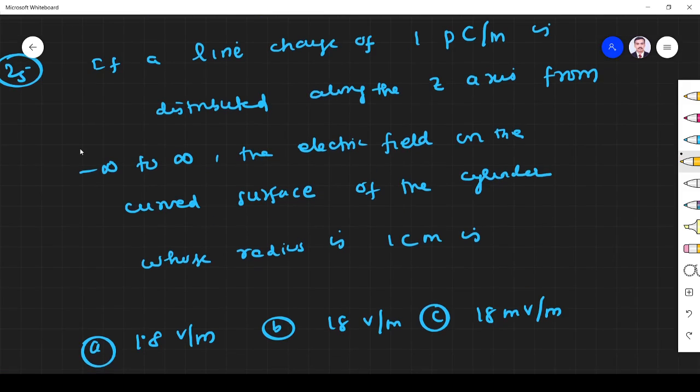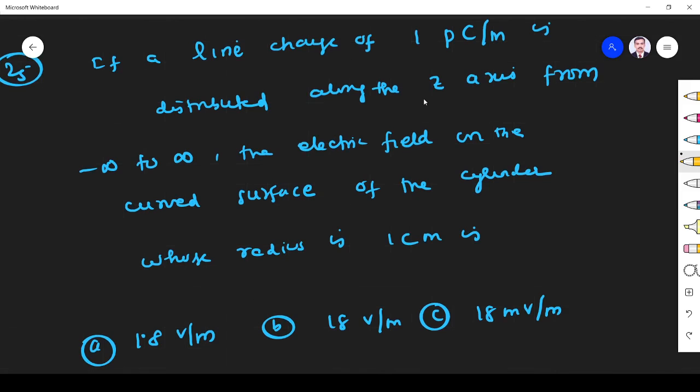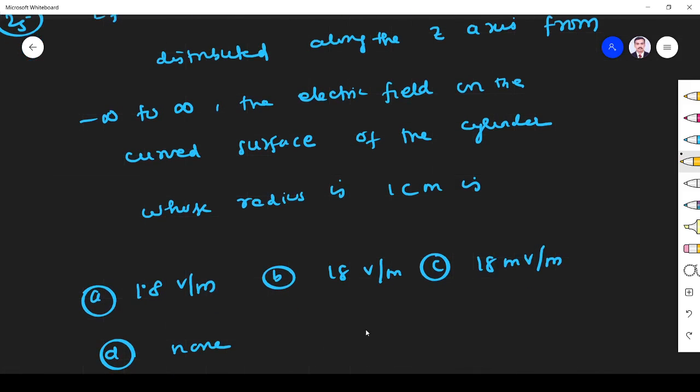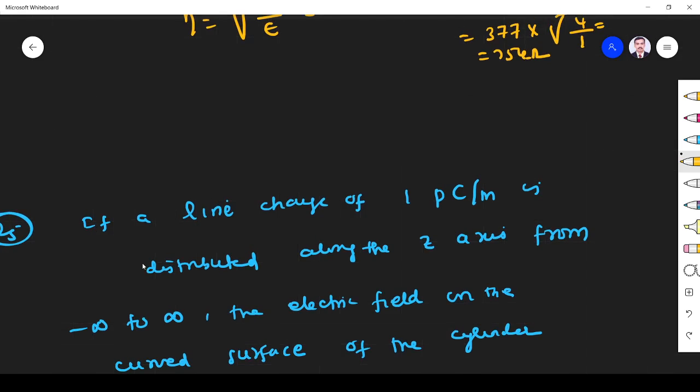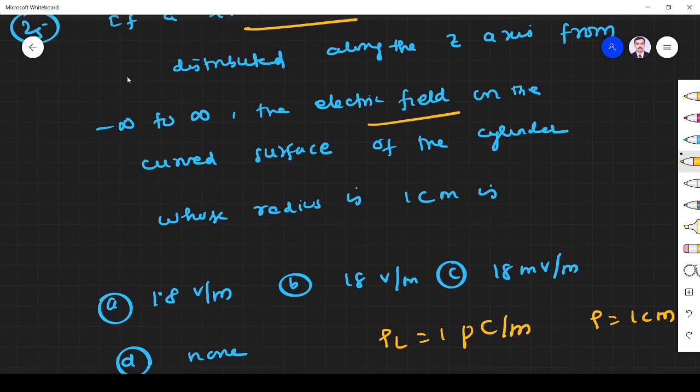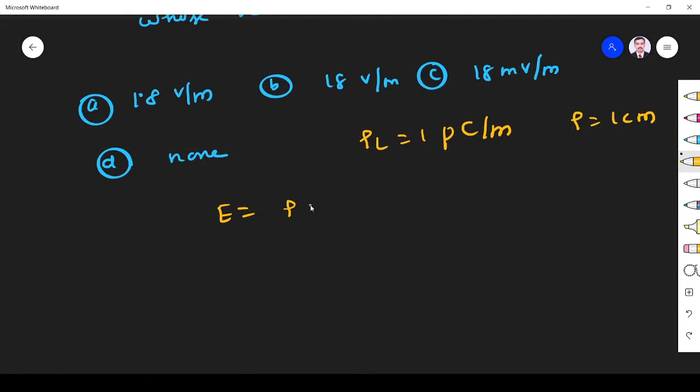Next question: if a line charge of 1 picocoulomb is distributed along the z-axis, so rho L is 1 picocoulomb, from minus infinity to plus infinity, what is the electric field on the curved surface of a cylinder whose radius is 1 centimeter, so rho is 1 centimeter? They are asking for the electric field due to a line charge, which is given by E equal to rho L by 2 pi epsilon naught rho. So rho L is 1 into 10 power minus 12, and the radius is 1 centimeter, which is 10 power minus 2.